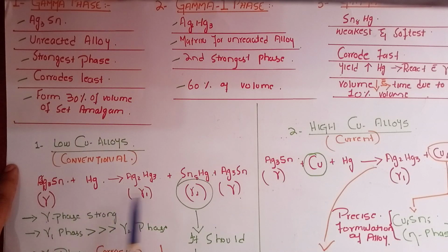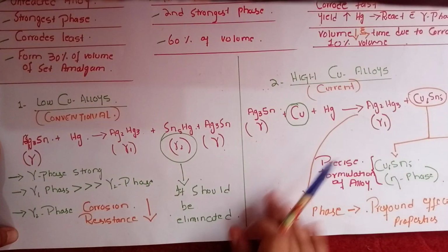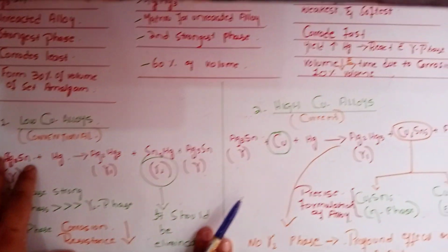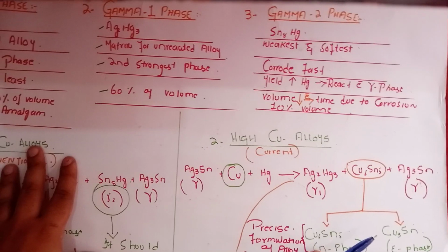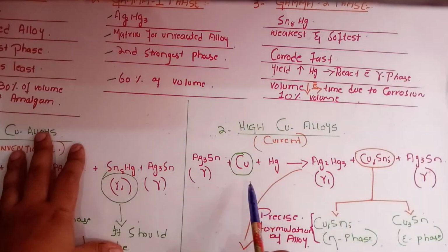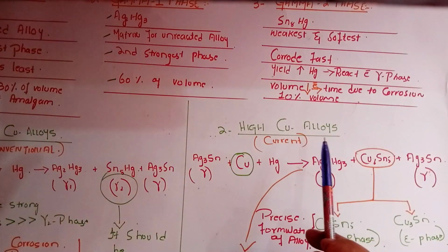The first one is the gamma 1 phase, which is much stronger than the gamma 2 phase, but at the same time the gamma 2 phase, as I have explained, has very low corrosion resistance, so it should be eliminated. So we have to find some way to eliminate this phase. For this purpose, we have performed another reaction with high copper alloys, which are the current alloys.